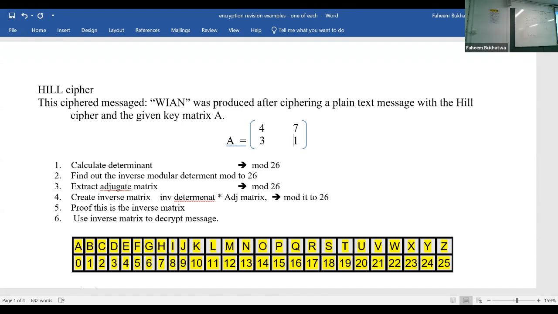Anybody worked out what the determinant for this one is yet? Yes. Good. Have you worked out the inverse determinant? Yes. Okay, have you got the inverse matrix? Okay, then. So you got the two matrices.